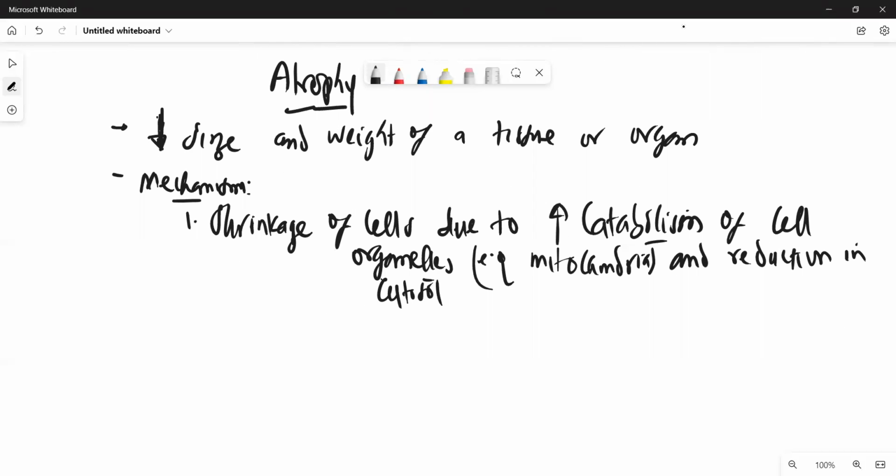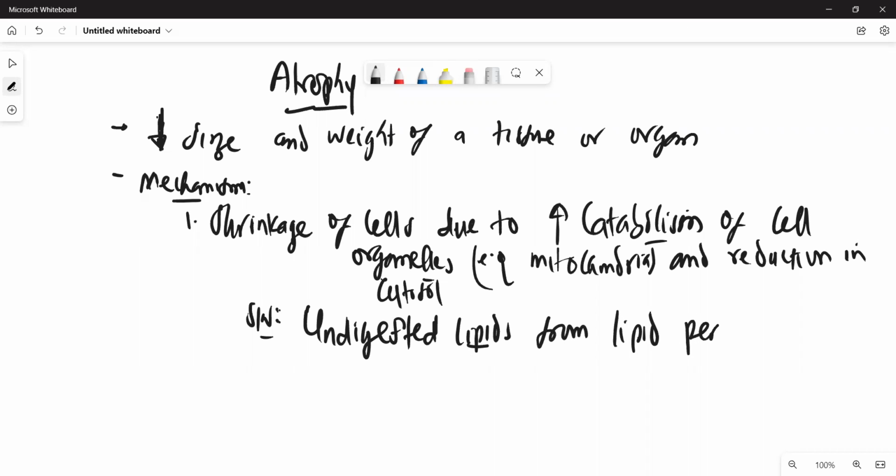And then most of the time, just a side note, when there is catabolism of these cells, which is one of the mechanisms of atrophy, sometimes we end up with undigested lipids from what we call lipid peroxidation. We will talk about lipid peroxidation when we talk about free radical injury.